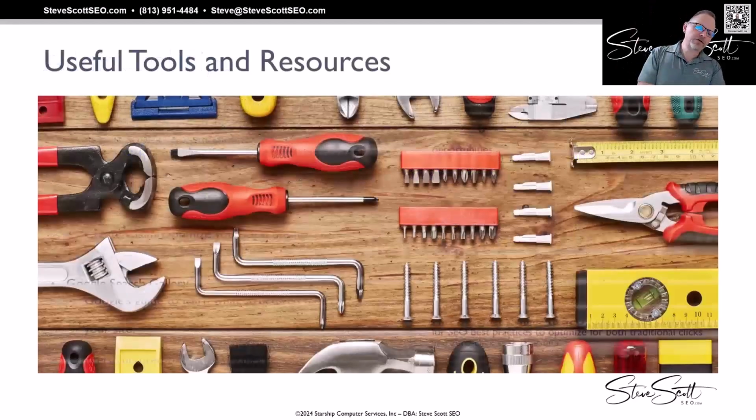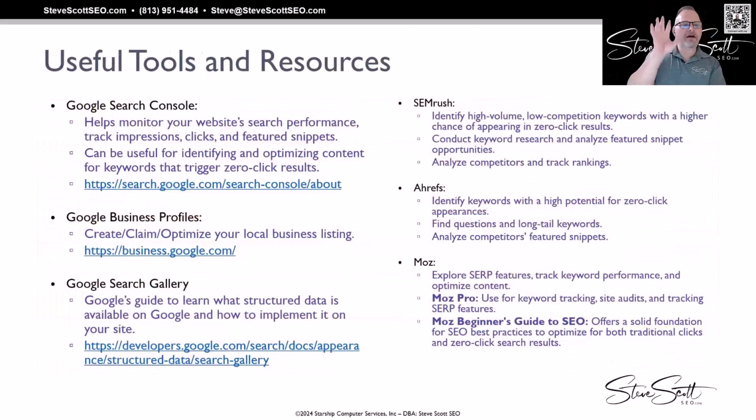Now, here are a few useful tools. I'm not going to read them all, but I've got links here to Google Search Console, which can help you monitor your performance, track impressions and clicks, and look at your featured snippets that you may have available. It can be used for identifying and optimizing content that can trigger zero-click searches. You just go to search.google.com/search-console to get started.